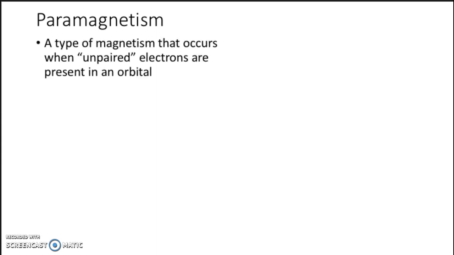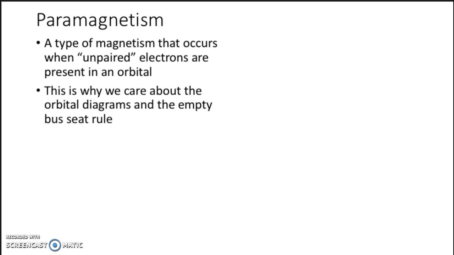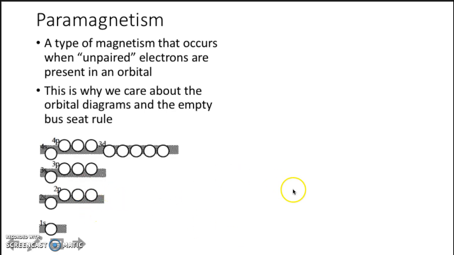One last thing to talk about. Paramagnetism. It's a little weird. It's the only reason we really pay attention to orbital diagrams. So paramagnetism is a specific type of magnetism that occurs when you have unpaired electrons in an orbital. So remember the empty bus seat rule? Here's why we care about the empty bus seat rule. Okay? So here's an example of an orbital diagram. So I can only have paramagnetism when I have unpaired electrons in p or d, or if this was even higher, if I had f.